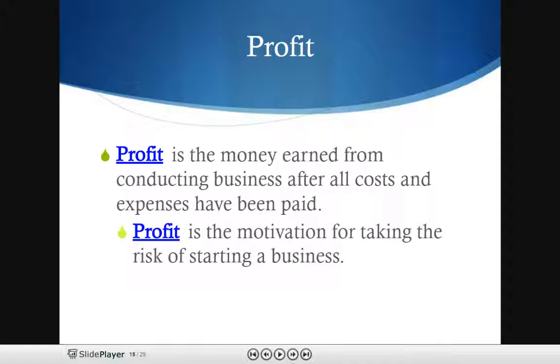Profit. Profit is the money earned from conducting business after all costs and expenses have been paid. It's the motivation for taking the risk of starting a business. If you start your own CPA firm, you are taking a risk by starting your own firm. It might not succeed. But if you make a profit continually after all of your costs and expenses, such as the rent for the building, the people that you pay, the insurance that you pay those people, the taxes that you pay, after that, if you have a profit, then your business is making a profit. Might not be much, it could be a lot.